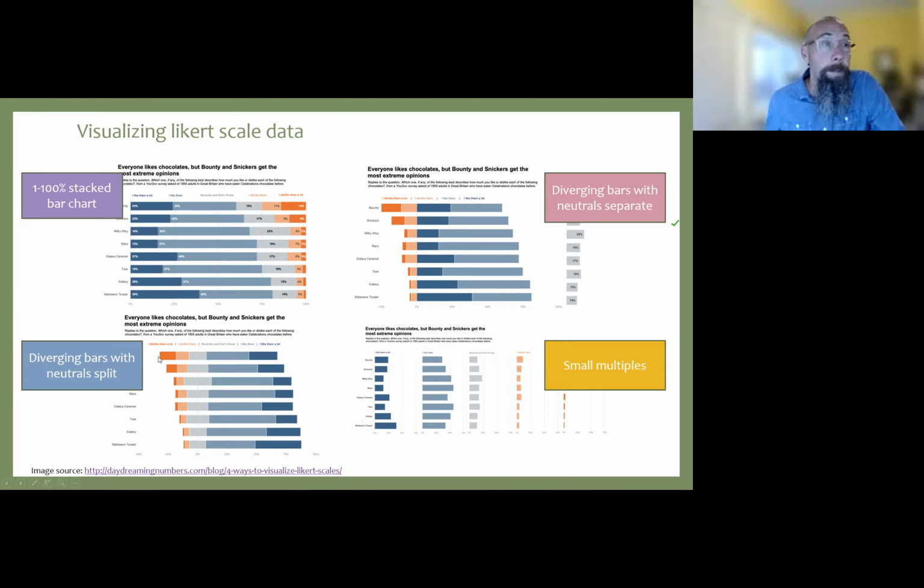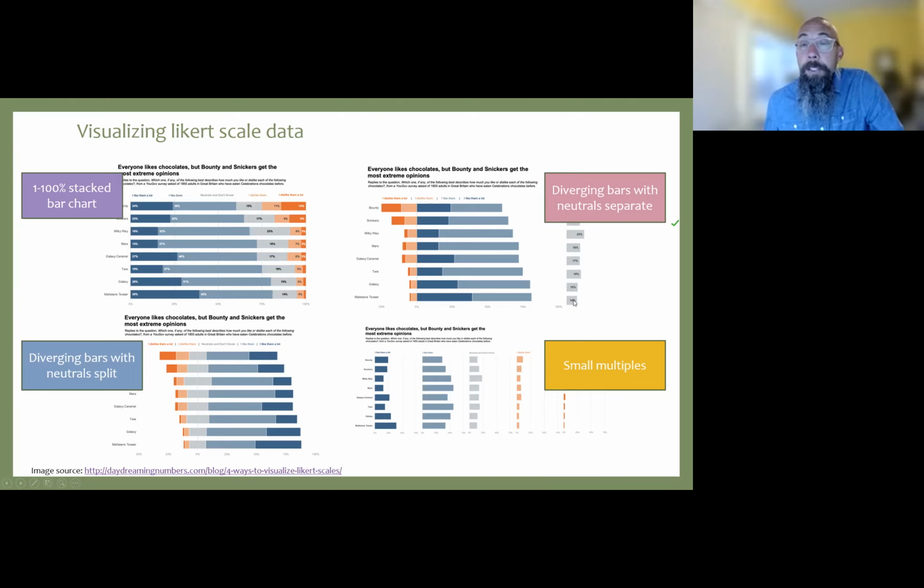Okay, so that's another option. Visualizing Likert scale data with neutral split. That means that we're aligning at the neutral point. Some people feel like the neutral is different. I want to take them out and I only want to talk about people who have strong opinions. So another option is this one on the right, diverging bars with neutrals separate.